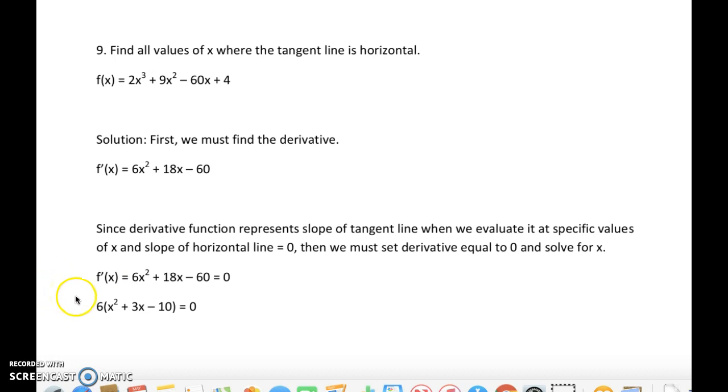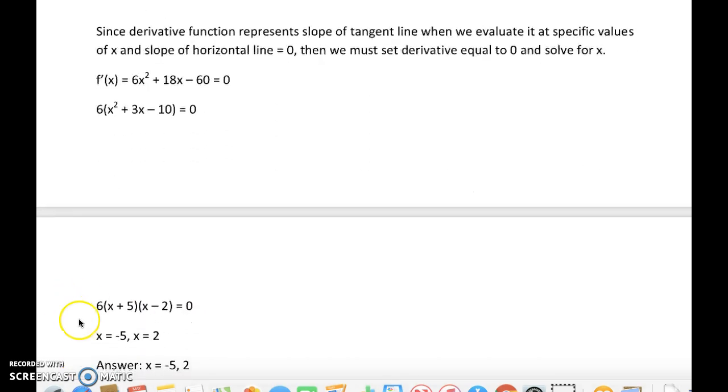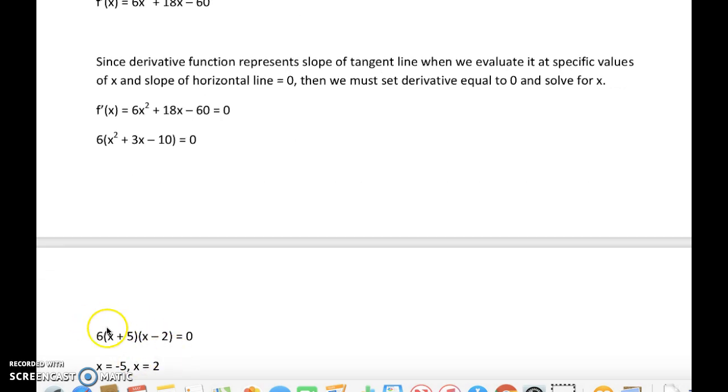So when we take our derivative and set it equal to 0, we can factor out a 6 to make our life just a little easier because it's a GCF. And we end up with 6 times parentheses x squared plus 3x minus 10 close parentheses. And therefore, we're only really evaluating what's in parentheses. So x squared plus 3x minus 10 factors, and we end up with 6 times (x plus 5)(x minus 2) equal to 0.